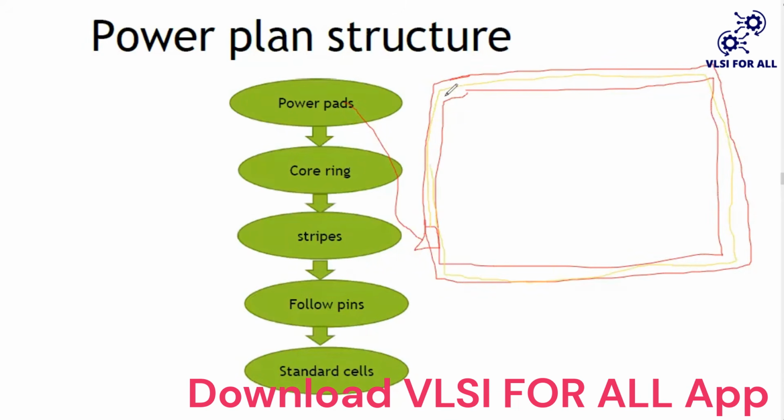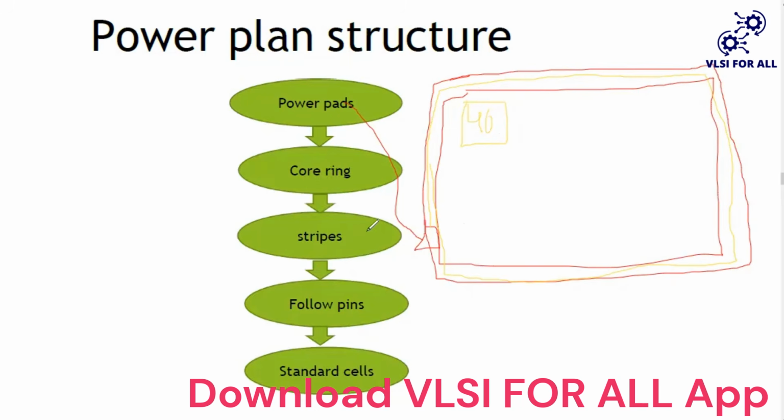Not only for core ring, macro ring also. If the design has 40 macros, around the 40 macros also a ring will be created, a ring structure working like the core ring. Whatever I'm drawing as a line, that is not a line, that is called a wire. Wire is nothing but a metal.